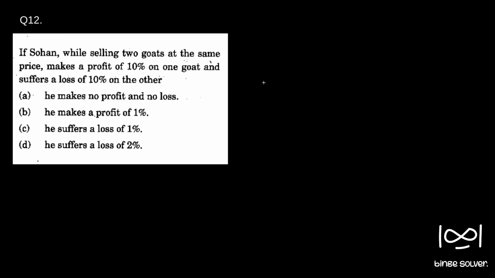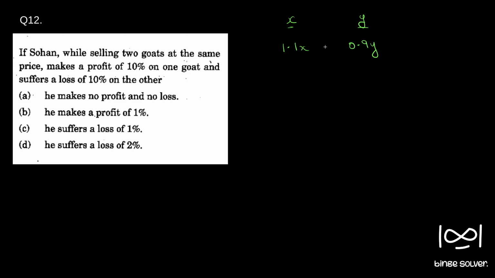So this is a tricky question. You shouldn't miss out this point. He's selling 2 goats at the same price. So if he is selling 2 goats at the same price and making profit on one and loss on the other, that means the original price of the goat was different for both the goats. So for example, say x was the price of one goat, he is selling it for 1.1x, making 10% profit here, and y was the price of the second goat, he is selling it for 0.9y, making a loss of 10% here.